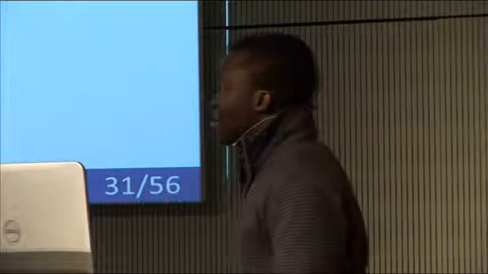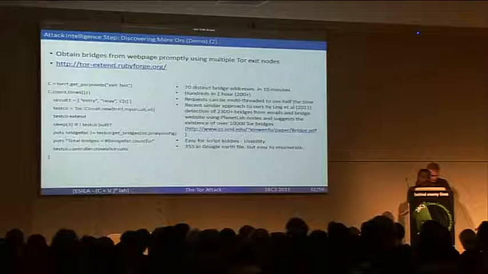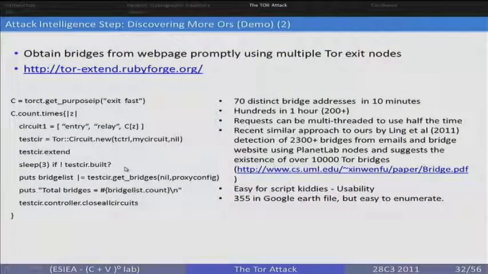So we have extended the Ruby controller for Tor that is normally used to build circuits or just to connect to Tor. You can make requests with the library and do a couple of other things with it. Normally it's possible to get just three bridges at a time from any IP address. Then after an hour or so, you might be able to get another three, but you get only three at a particular point. With this library, you'll be able to request more bridges using Tor exit nodes.